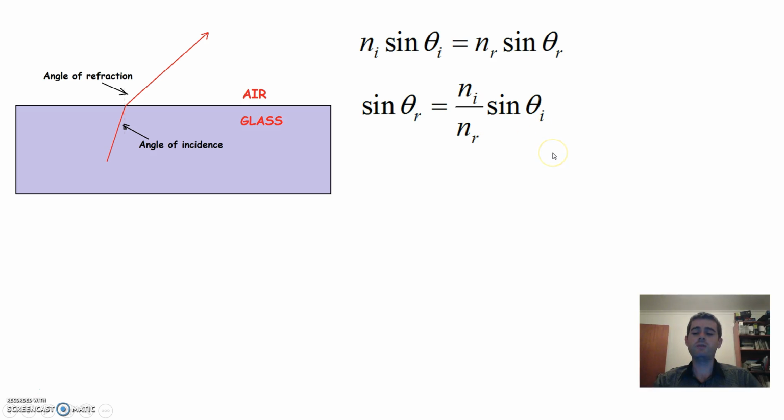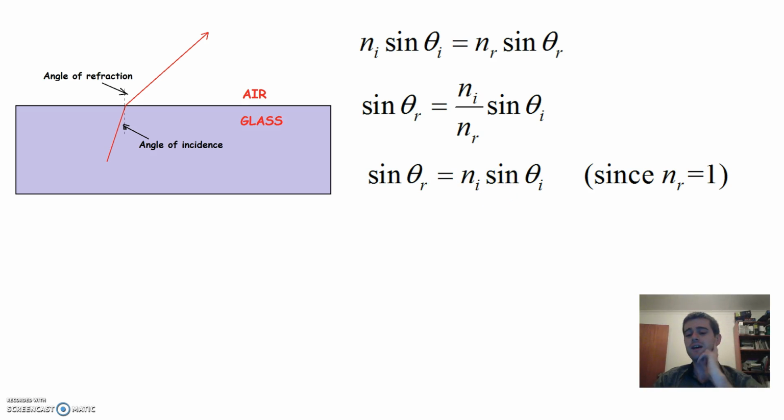Now we can simplify that a little bit further because nr is going to be the refractive index of air, because the light's going from glass into air. Now we know that the refractive index of air is 1, so that just simplifies down to sine theta r equals ni sine theta i. Okay, so far so good.